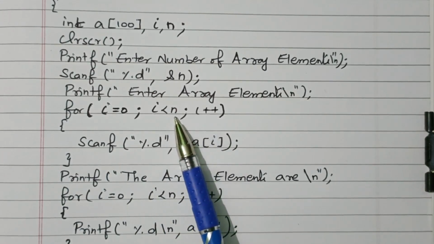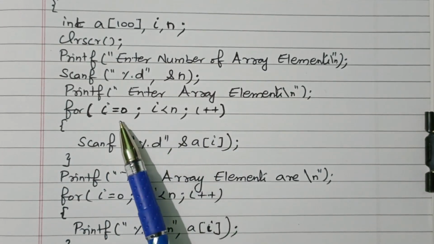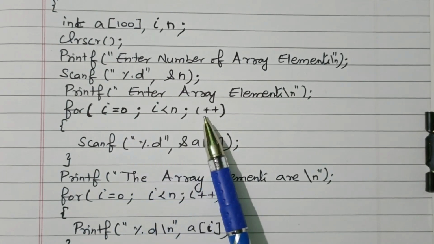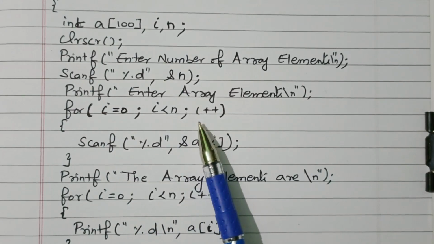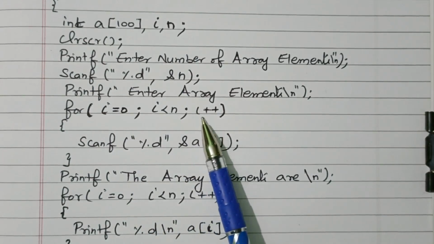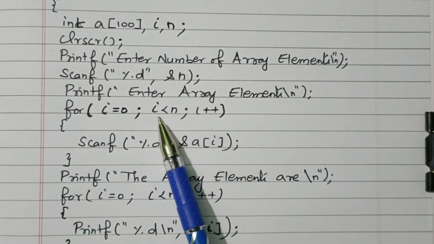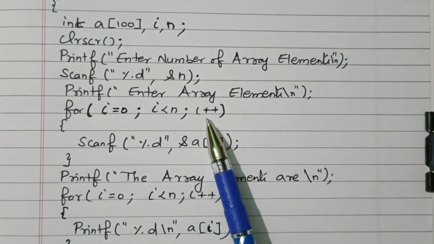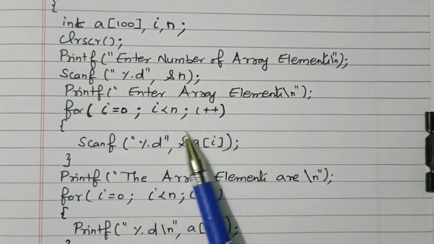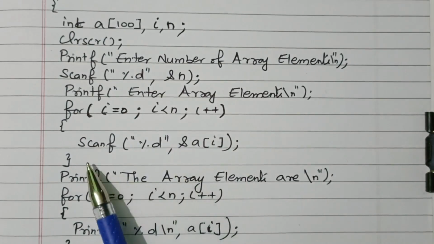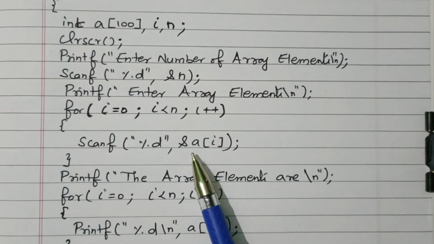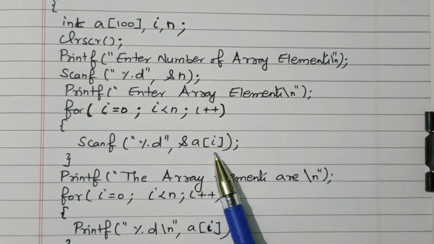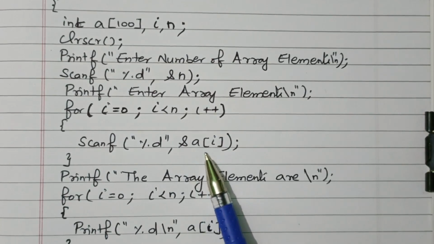For example, n equal to 5, how will it execute? First 0, it will scan the data. Then it becomes 1, scan the data. 2, 3, 4. When it comes to 5, it is invalid, so it will go up to 4. 0 to 4 means this loop will be executed 5 times. So scanf("%d", &a[i]), the address of a[i]. What is the value of i? Initially 0. So the first number the user enters is stored in a[0].